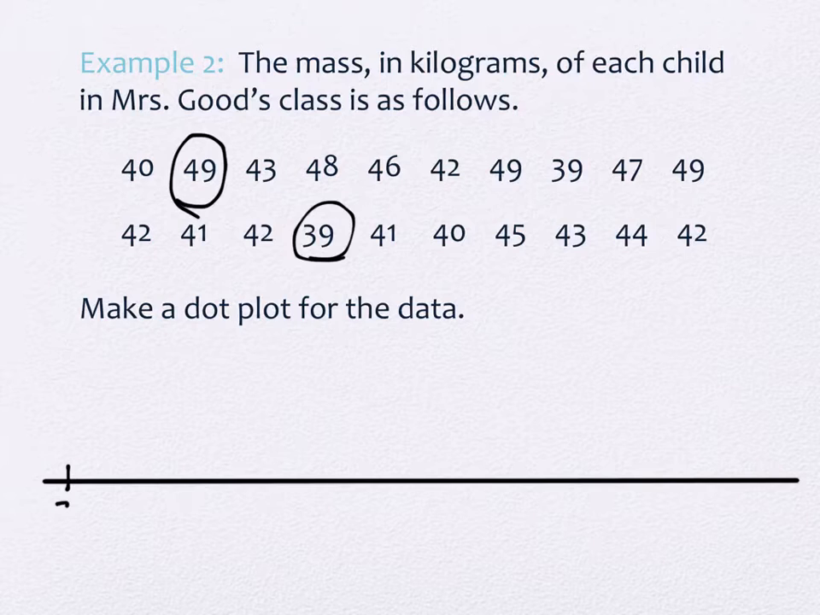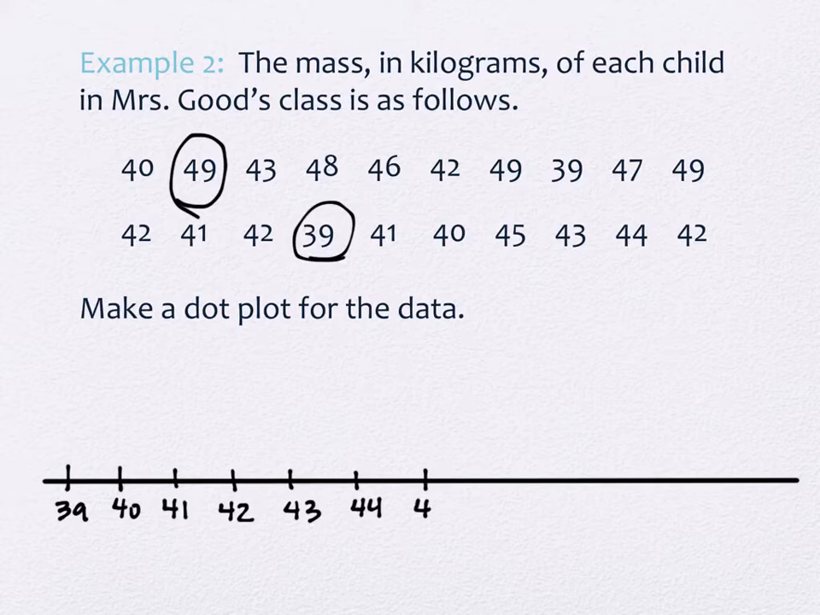So if we start with the 39 and we decide this far over is 40, we would want to make all of our intervals about that far over. 41, 42, 43, 44, 45, 46, it's not quite far enough, 47, 48, and 49. Okay, so this should look, visually speaking, evenly spaced out.